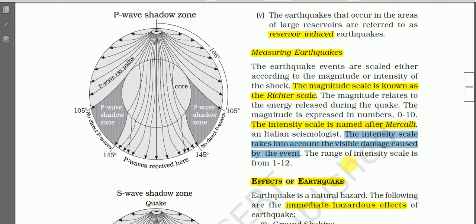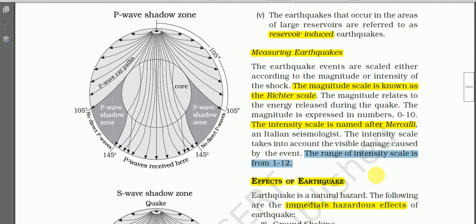The range of the intensity scale is from 1 to 12. For example, a Mercalli scale of 1 means not felt, that is, human beings do not feel the tremor. Then scale 2 is felt by persons at rest. When you are sitting somewhere and an earthquake occurs and you feel it a little, that is Mercalli scale 2.